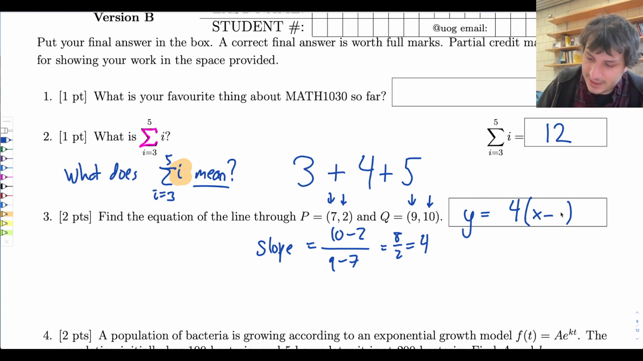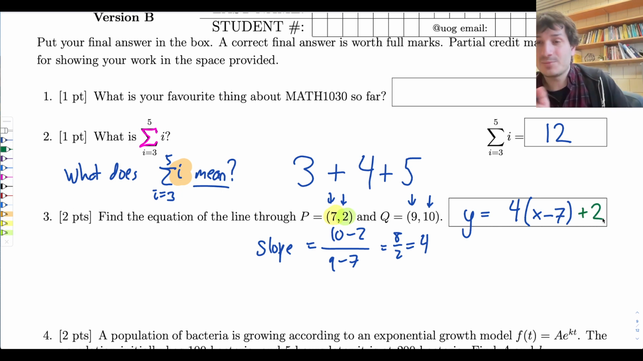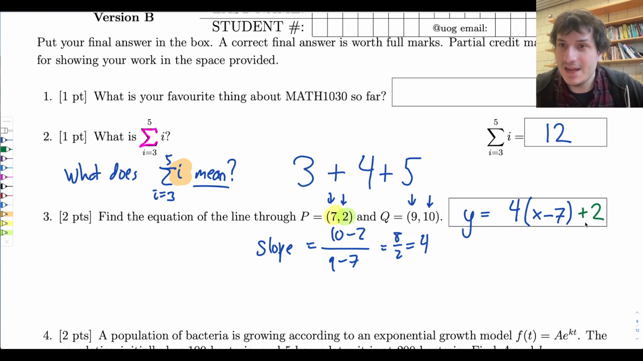And I'm going to do x minus the point on the line I'm going to choose, which is 7. And the y value I'm going to choose is 2. So I'm going to do plus 2. So that is a perfectly good answer, 4 times x minus 7, plus 2. You could write this in any form you wanted, and we would have given you the mark. You should check and make sure, if you wrote it in some weird way, that you got the mark if you got the same answer as that.